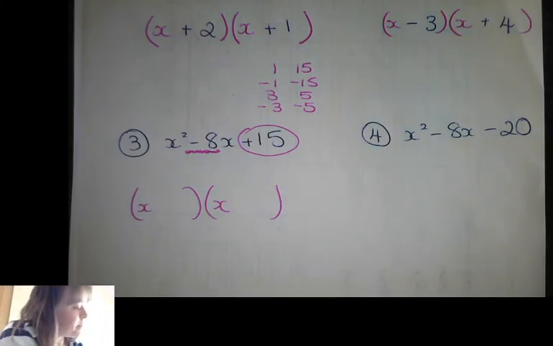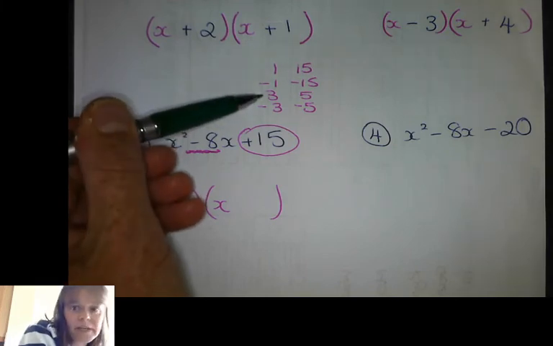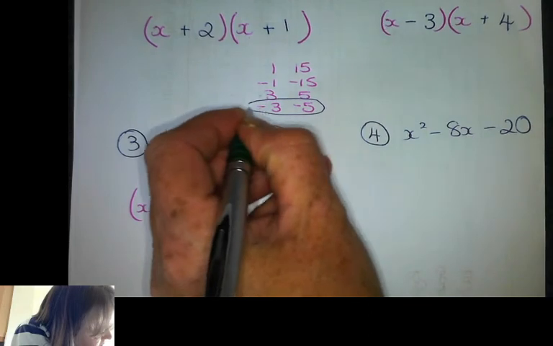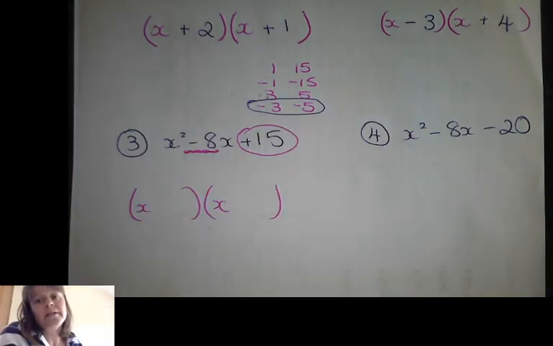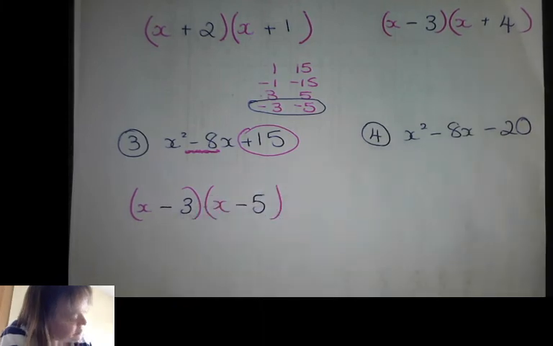So which of these pairs adds up to negative 8? Not that one, not that one. That makes positive 8, so that's almost, but not quite. Whereas negative 3 plus negative 5, that makes negative 8. So that's the pair I want. So I'm going to put minus 3 and minus 5. Last one.